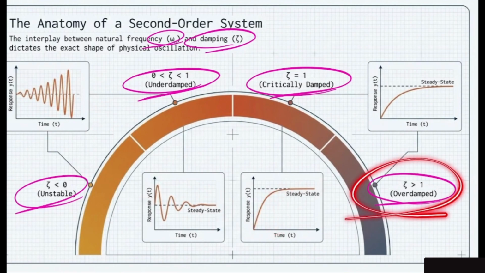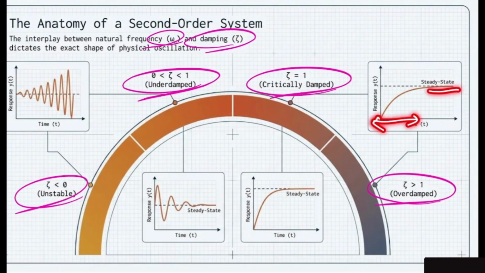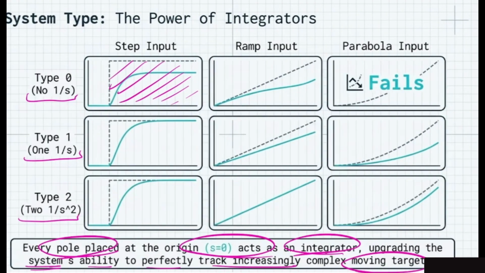On the other hand, we have overdamping. Overdamping is somewhat like critical damping, but as you can see, the speed is going to be a little bit higher, and probably you are going to have some steady state error.